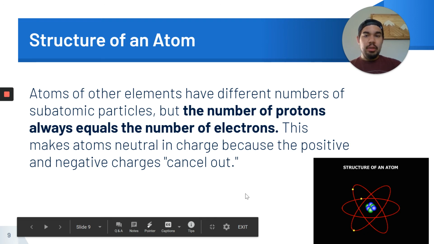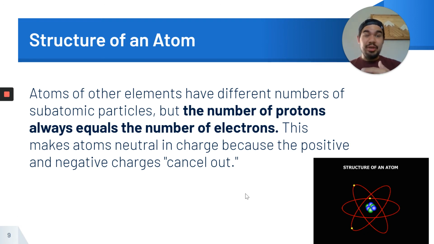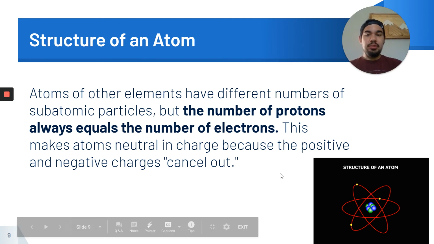Okay. So again, if you're talking about different types of atoms, that means they're going to have a different number of protons. Different number of protons means it's going to be a different number of electrons. For example, a carbon atom has 6 protons, which means that it's going to have 6 positive charges, which means that it's going to have 6 negative charges, meaning 6 electrons.